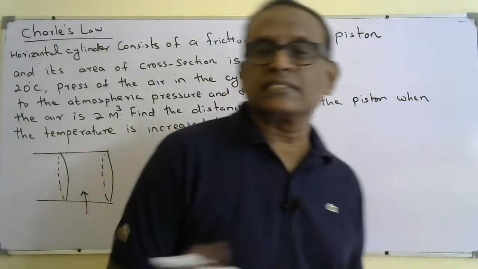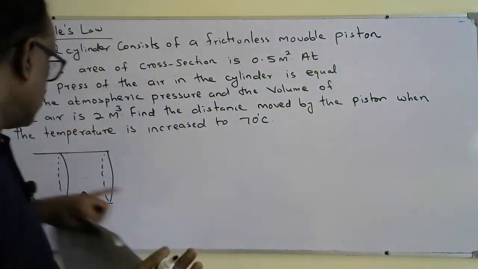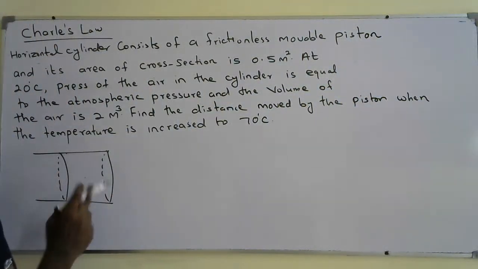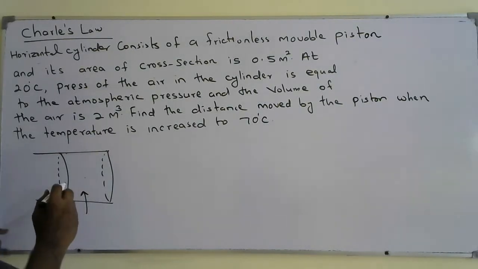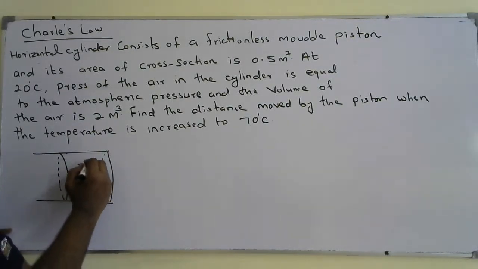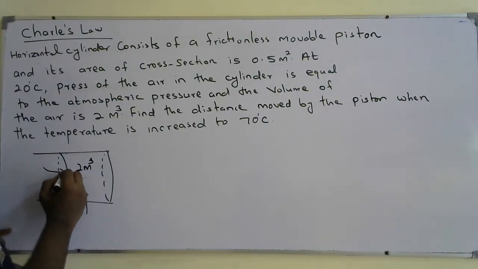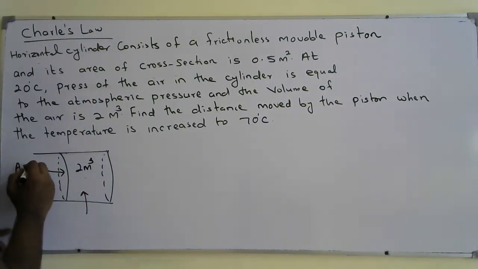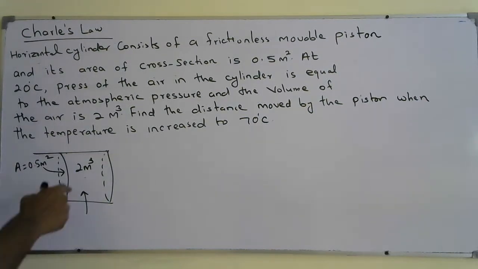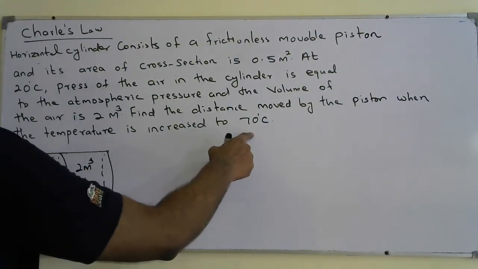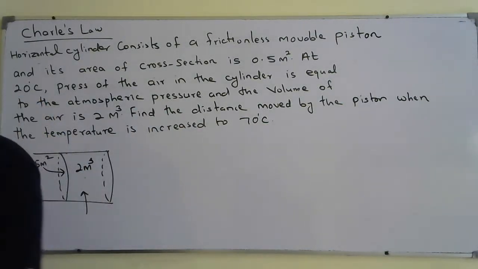It's a frictionless movable piston. So the pressure inside and outside are the same, which is equal to atmospheric pressure. The volume here is 2 meter cube. The area of cross section of the movable piston is 0.5 meters square. Now the temperature of the air is increased to 70 degrees Celsius. Initially it was at a temperature of 20 degrees Celsius.